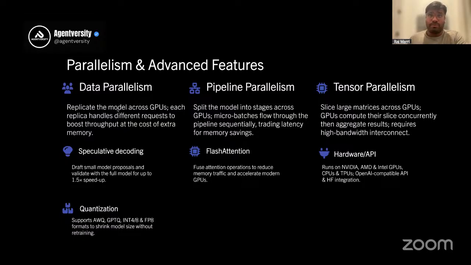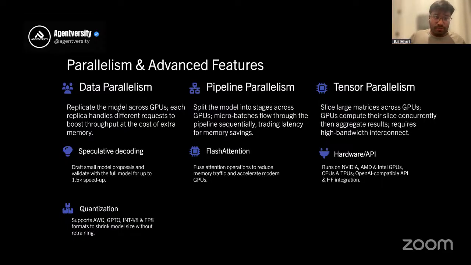So if the GPUs cannot do that, you can't just chop a matrix. You have to chop the matrices evenly. If not, then you can't do tensor parallelism. So you have to be careful when you're doing tensor parallelism.